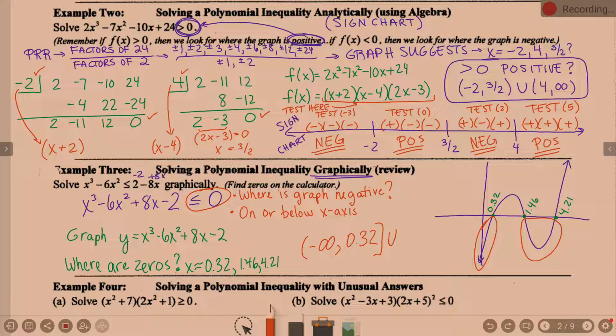Okay, union. Where else is my graph negative? Between the x values of 1.46 to 4.21. What am I going to use on either end of those? Brackets again.